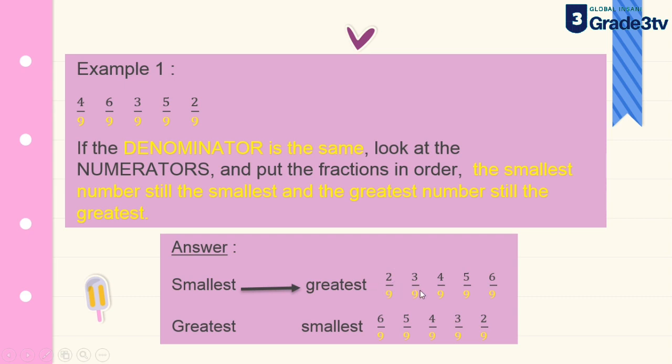2/9, 3/9, 4/9, 5/9, and 6/9. And from the greatest to smallest, the answer is 6/9, 5/9, 4/9, 3/9, and the last 2/9.